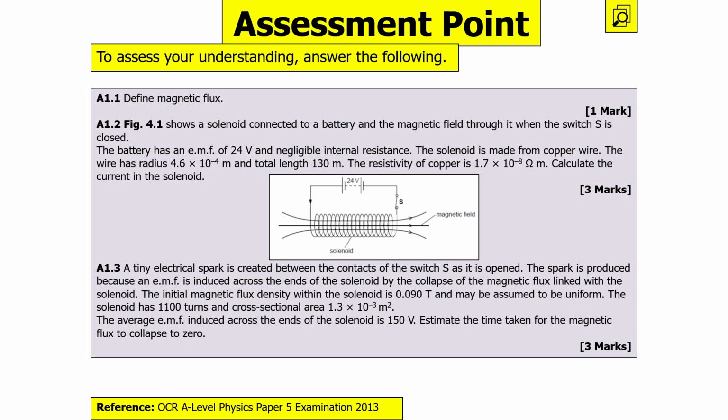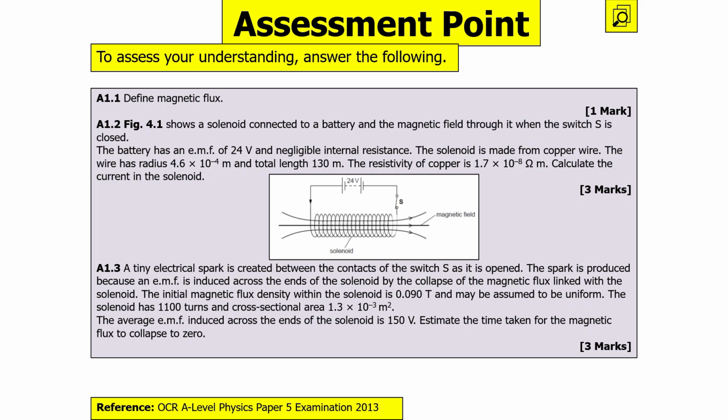The initial magnetic flux density within the solenoid is 0.090 teslas and may be assumed to be uniform. The solenoid has 1,100 turns and a cross-sectional area of 1.3 times 10 to the minus 3 meters squared. The average EMF induced across the ends of the solenoid is 150 volts. Estimate the time taken for the magnetic flux to collapse to zero. So pause the video now, and then unpause the video when you want to go through your answer.